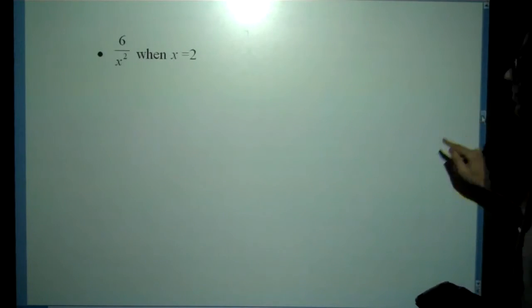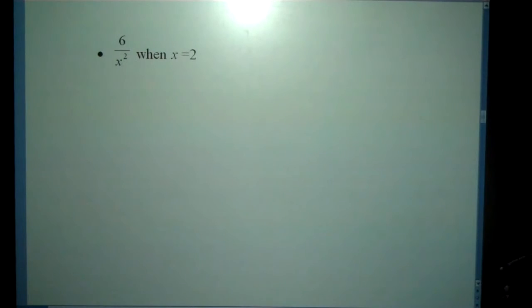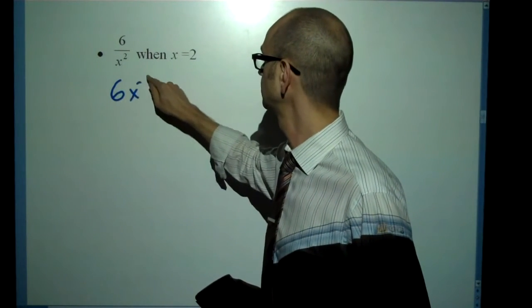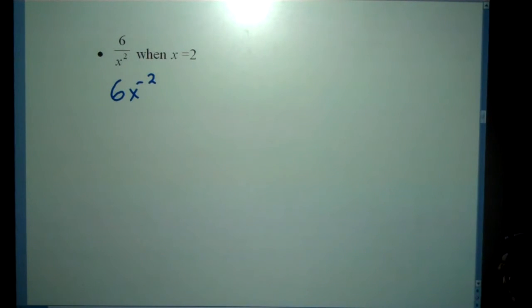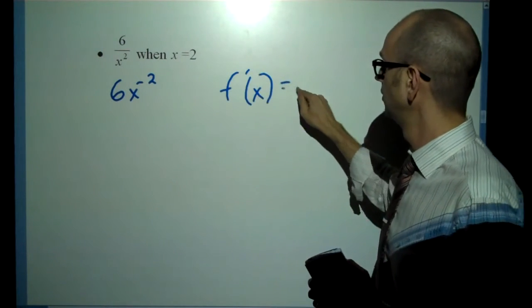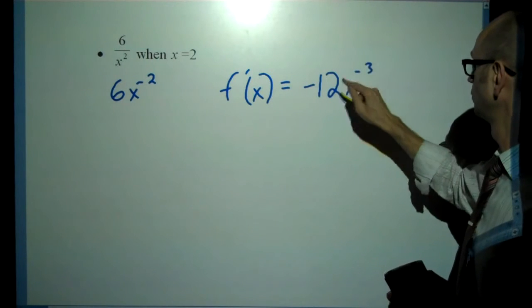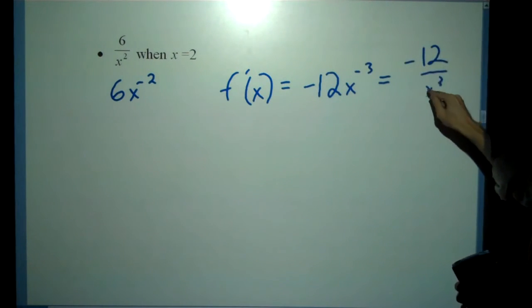Last but not least, 6 over x squared when x equals 2. Let's rewrite this equation as 6x to the negative 2 power. And we'll do our derivative rule. So f prime of x is equal to negative 12 x to the negative 3rd power, also known as negative 12 over x to the 3rd power.